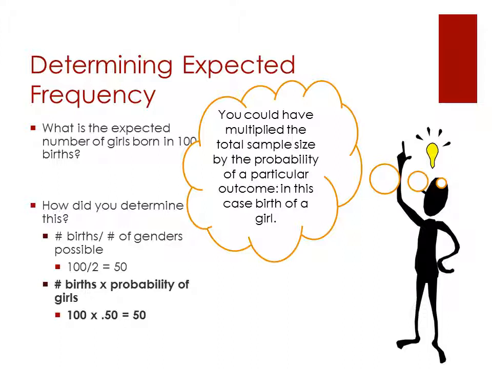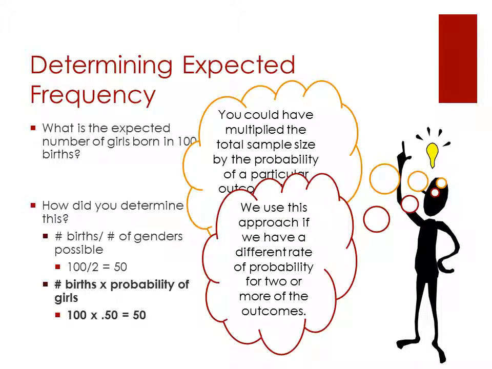So multiplying the total sample size by the probability of a particular outcome is another way of calculating the expected frequencies, right? And we use this approach if we have a different rate of probability for two or more of the outcomes. So depending upon the problem and what we're working with, we're going to use one or the other of these two approaches to determine the expected frequency.